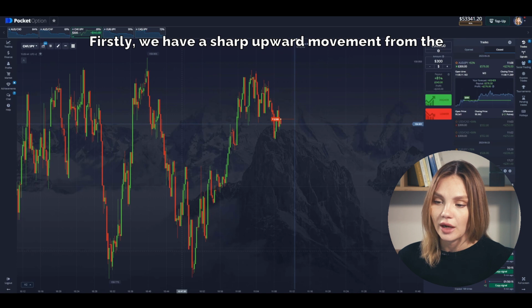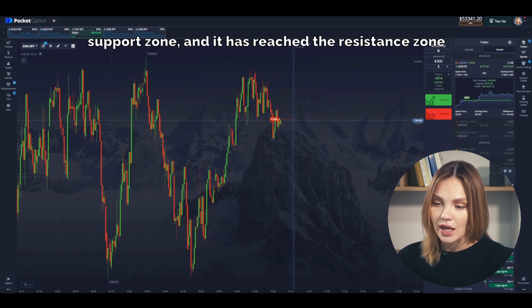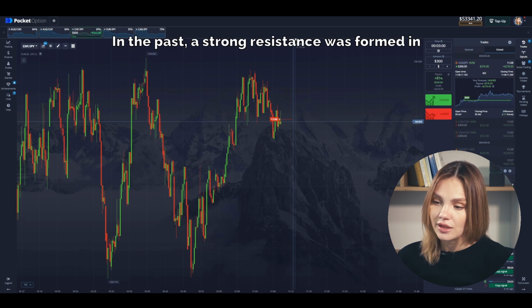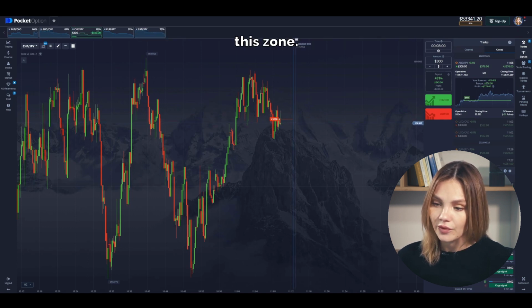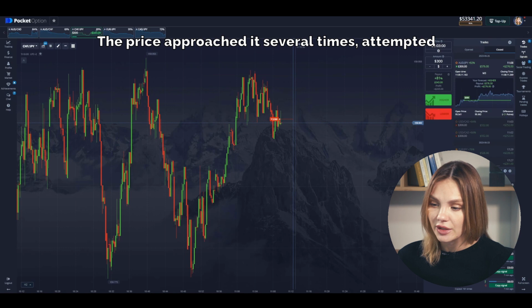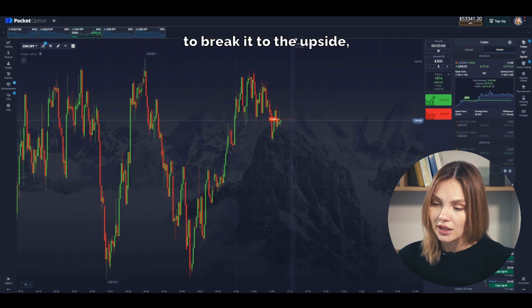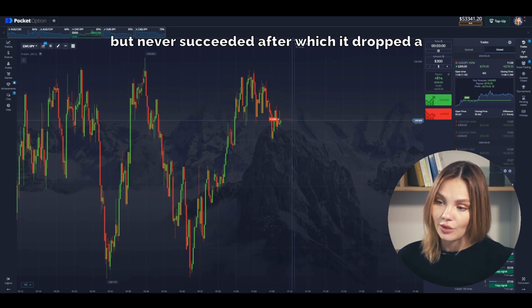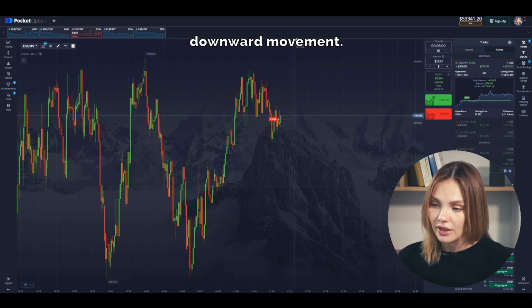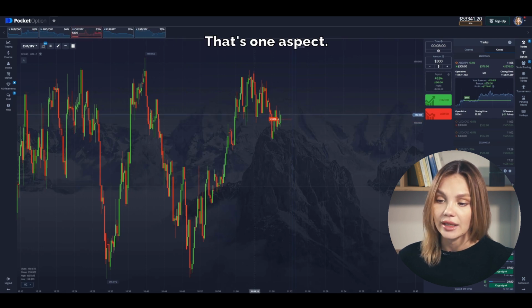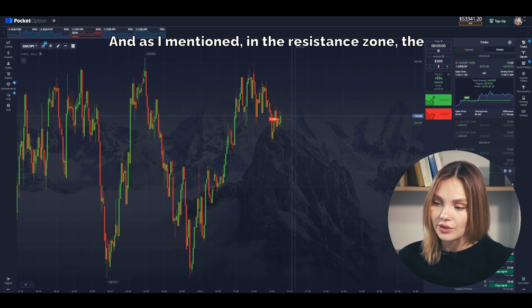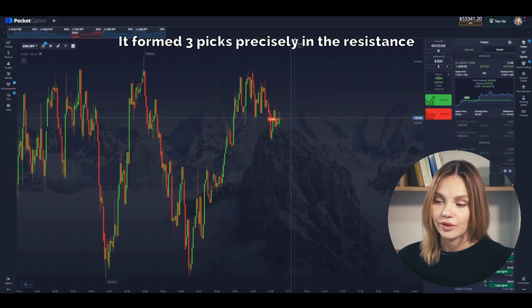Firstly, we have a sharp upward movement from the support zone, and it has reached the resistance zone. In the past, a strong resistance was formed in this zone. The price approached it several times, attempted to break it to the upside, but never succeeded, after which it dropped. Downward movement. That's one aspect. And as I mentioned, in the resistance zone, the price formed a head and shoulders pattern. It formed 3 peaks precisely in the resistance zone.